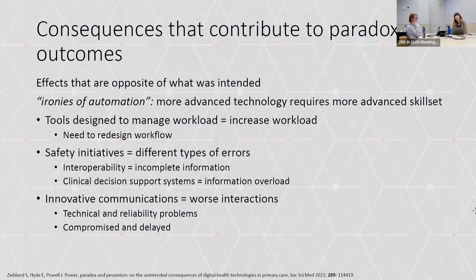And then there's innovative communications, so worse interactions. This would be seen, for example, if you're having telehealth and there's technical problems, and the provider and patient are not able to communicate as well, or it might delay care. With telehealth, the promise is that it's more connected and you can see a provider. So it's kind of the opposite. We're creating that worse interaction.